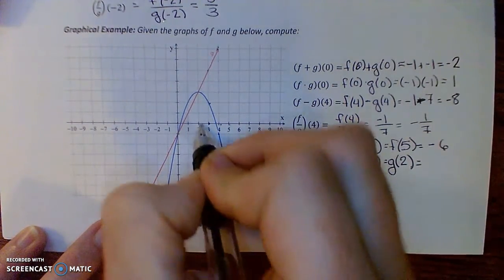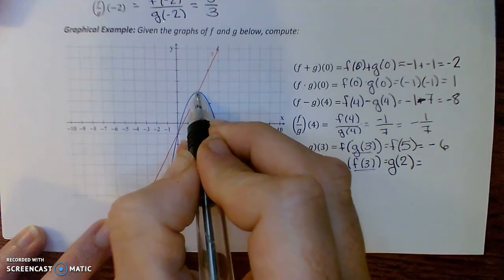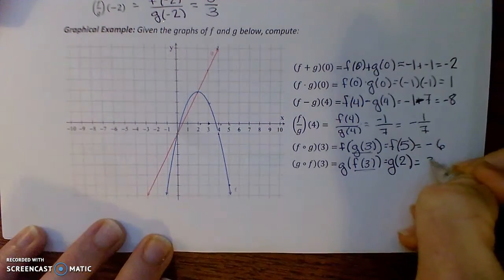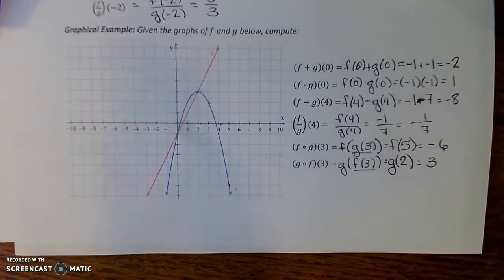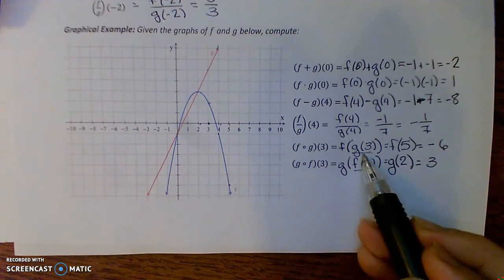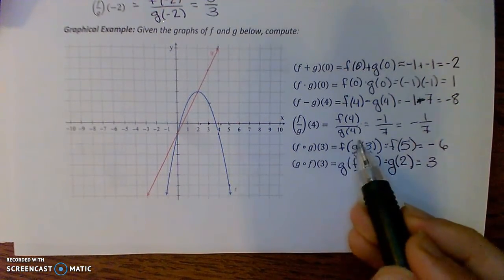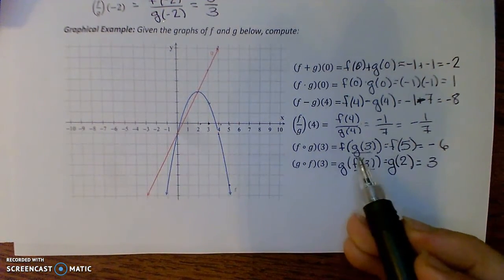Now find 2, plug it into g. It's this point right here. The output value is 3. So you just do one step at a time. Important in finding function compositions is to rewrite, instead of having that little circle there, just rewrite it with parentheses and then work from the inside out.